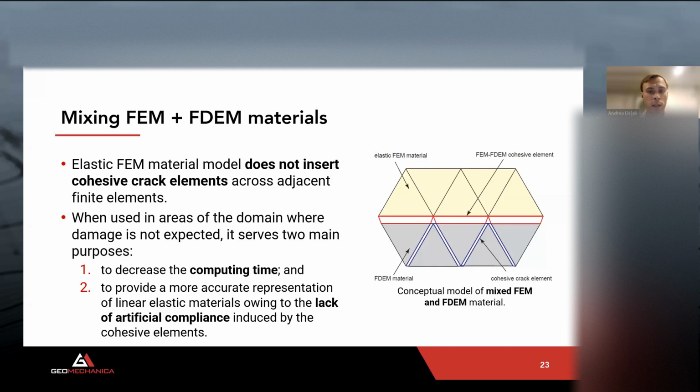We ran some benchmarks on the same model of an excavation. If you assign a FEM material model to the area where fracturing is not going to occur, you can see a speed up of your runtime of up to 5 times. This is because the FEM material model has fewer degrees of freedom: there's no contact, there's no cohesive element, there are fewer nodes, and therefore it runs much faster. There's also a secondary advantage, which is that a pure FEM model allows a more accurate representation of the stiffness inside the material, because the cohesive element introduces a certain degree of artificial compliance in the model.